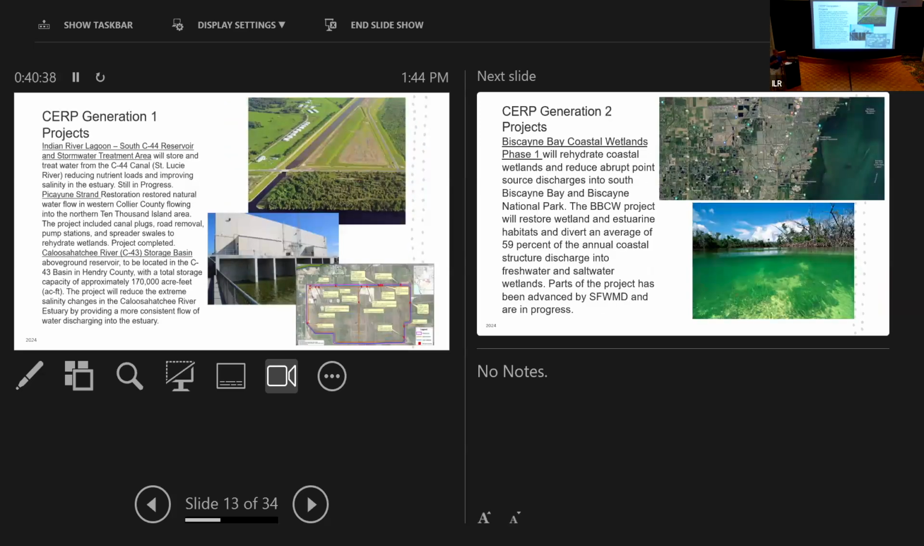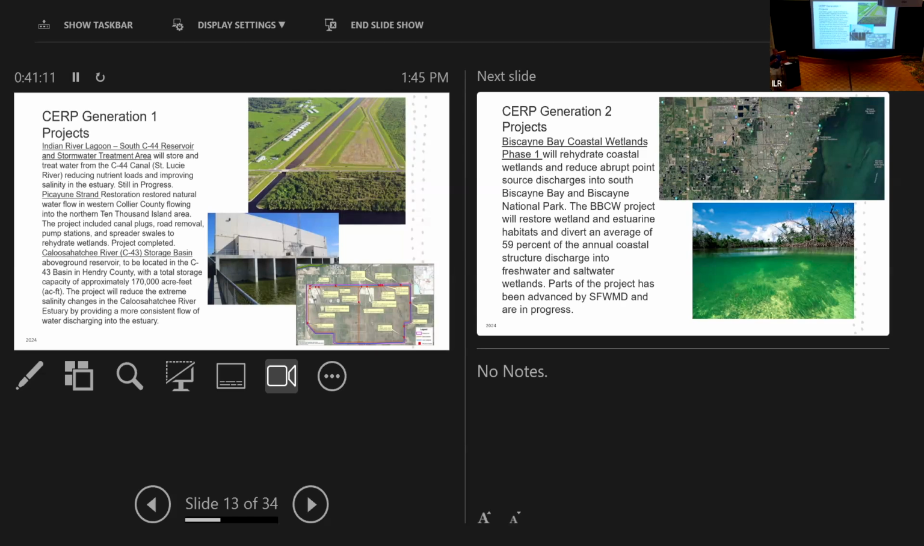Now we're getting into Generation 1 projects. The first one I want to talk about is the Indian River Lagoon South C-44 reservoir, and there's actually going to be a few reservoirs in the area north of the C-44, which is the south branch of the St. Lucie River, the channelized branch of the river. So there's going to be a series of reservoirs in there, and those are still under construction.